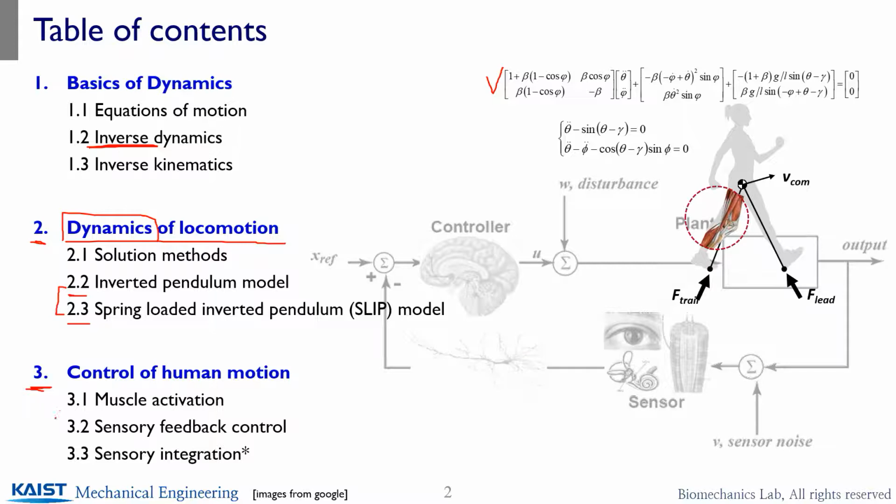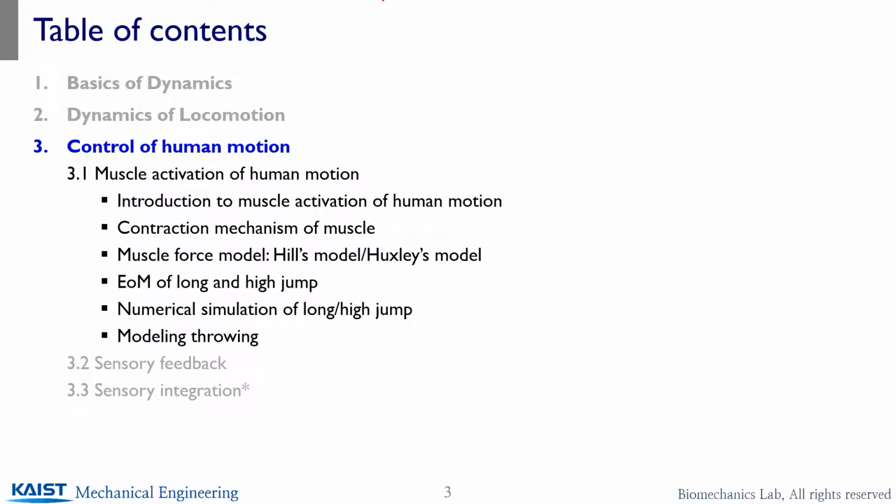Specifically, in chapter 3.1, we are going to focus on how muscles, the biological actuators, generate forces and how we can formulate them and integrate them into our dynamic equation to understand human motion. In detail for chapter 3.1, I'm going to introduce briefly how muscle activations take their role in human motion, and we are going to study the contraction mechanism of the muscles and its formulation. The very famous Hill's model is what we are going to study.